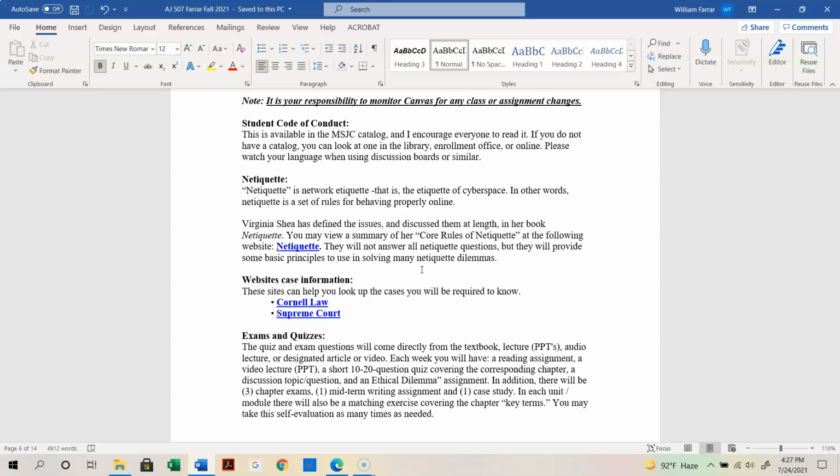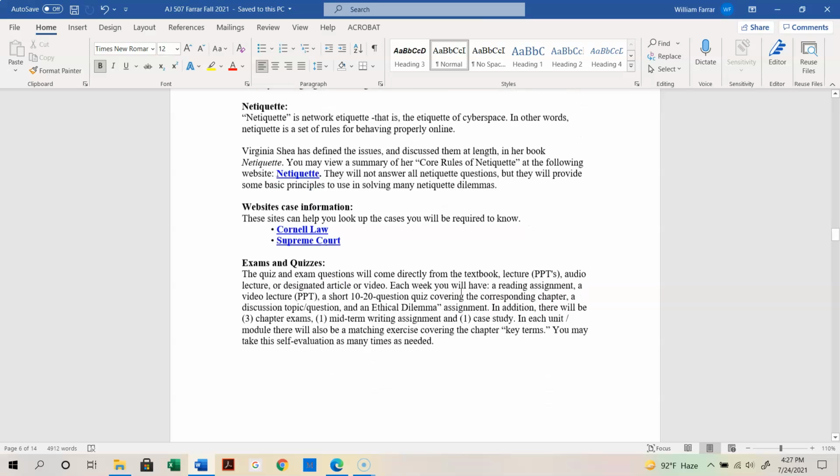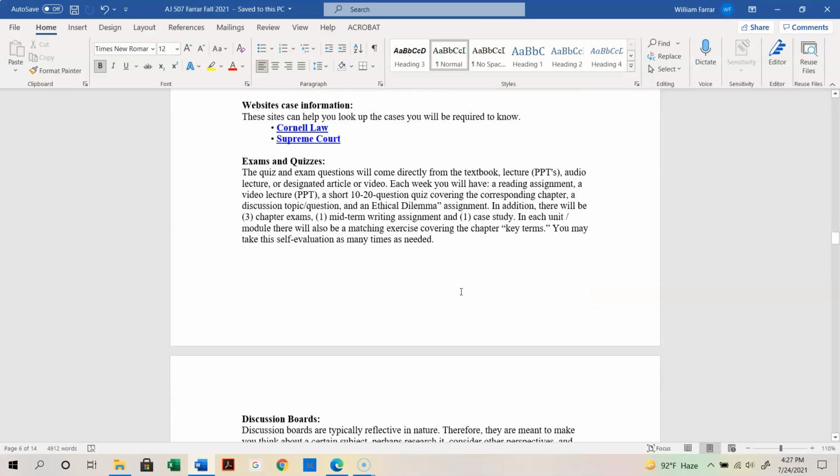All right, a couple of websites to show you really quick, or links to websites, and there's some additional ones in the course Canvas, but here I have Cornell Law School and the United States Supreme Court, both websites, and both really good sources of information.